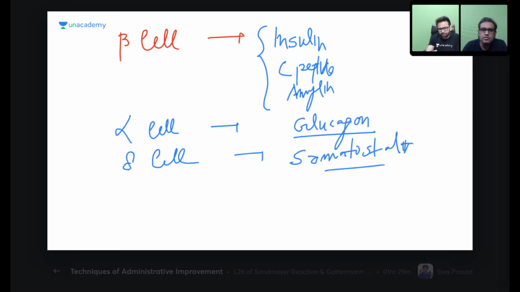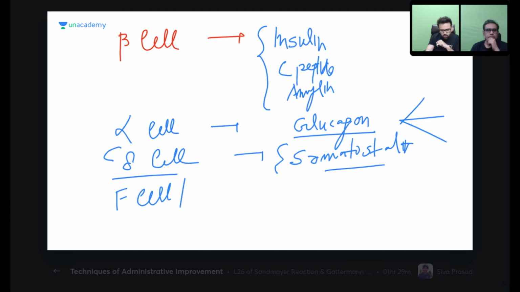If you remember, it is secreted from the hypothalamus, from the GIT as well as the pancreas, and it inhibits almost everything: growth hormone, insulin, pancreatic polypeptide, glucagon, GI motility, GI secretion. So it is called the universal inhibitory hormone. Then comes the F cell, also called PP or pancreatic polypeptide.